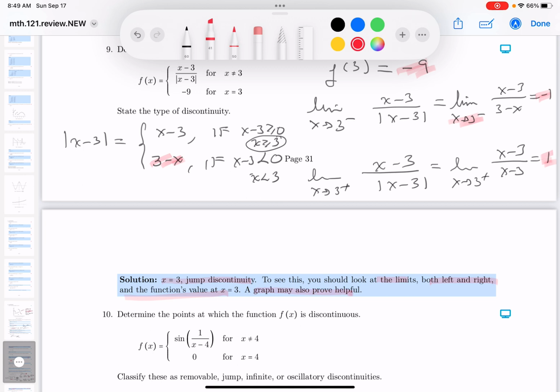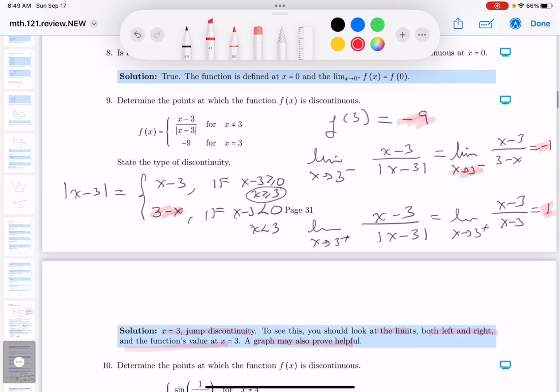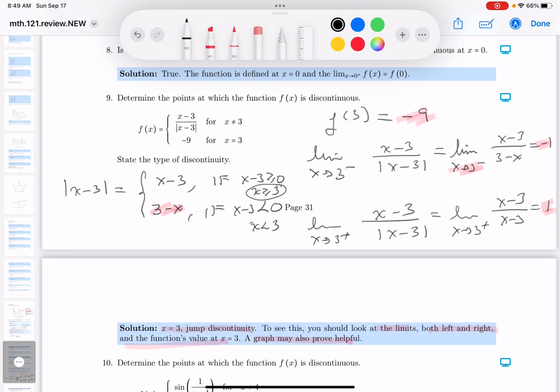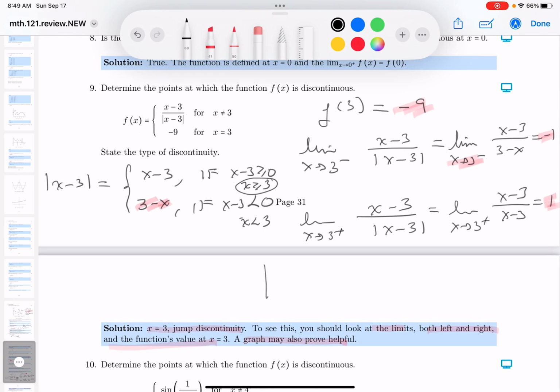A graph may also prove helpful in this one. Someone says, what do you mean by that? If you were to graph this out, I'm going to go through that right now with you. So at 3, I'll put this as 3. The function's value is going to be 9. I'm sorry, it's not 9, it's minus 9. I'm going to erase the whole thing. So at 3, it's minus 9.